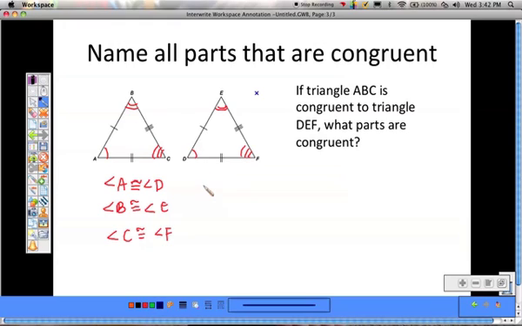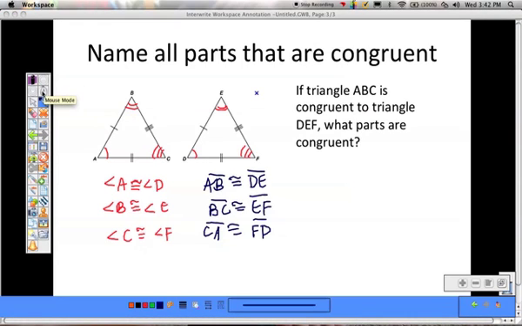We also have sides that are congruent. AB is congruent to DE. BC is congruent to EF. And the last side, FD, is congruent to CA. All right, so all of these parts are congruent if it's the same triangle. In other words, the corresponding parts of each triangle are congruent with each other.